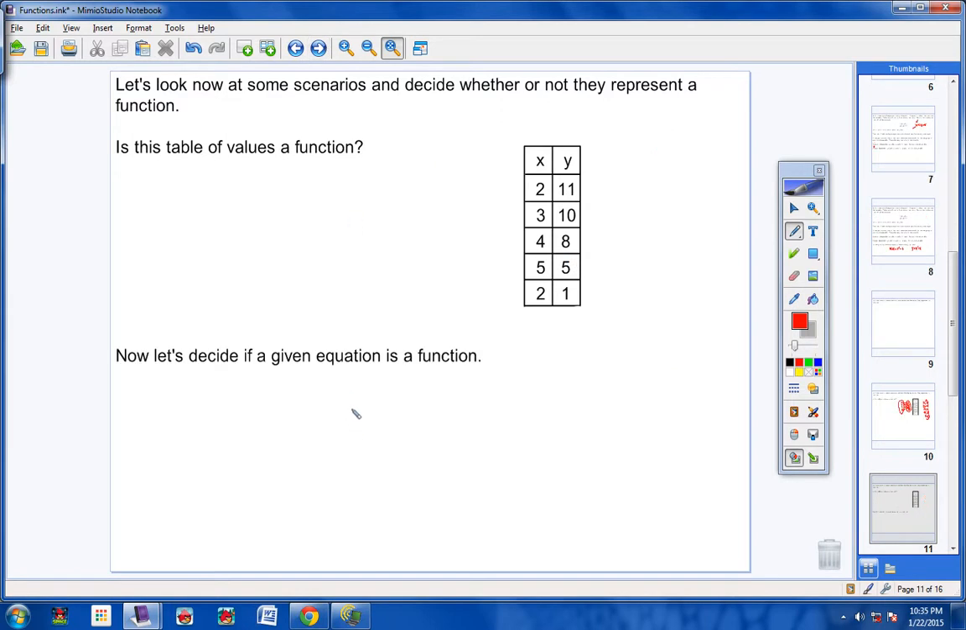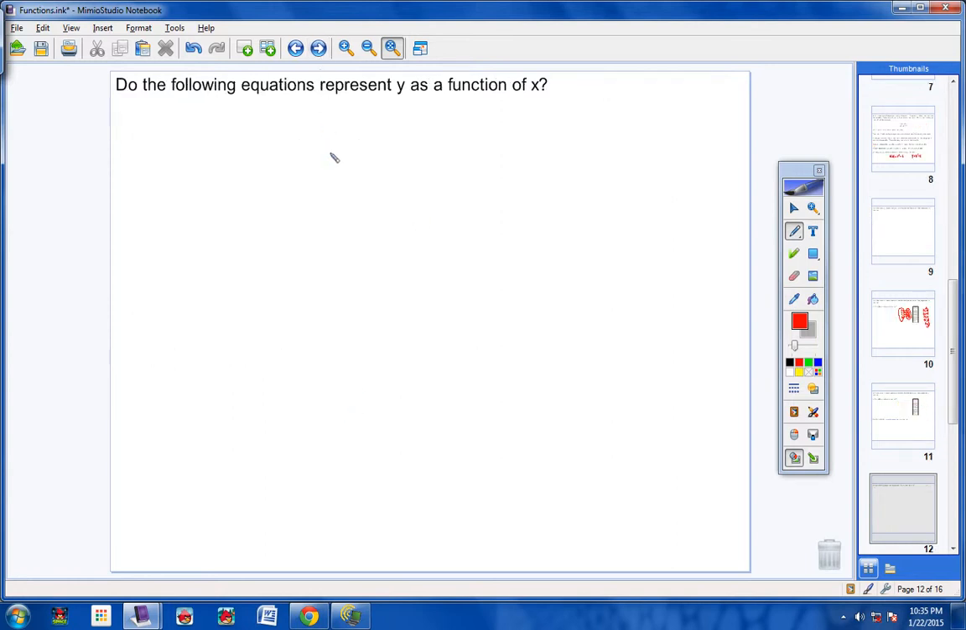All right, let's decide if a given equation is a function. We're going to look at 3 of these, okay? So let's look now at given equations and see if they're a function. Okay, now, I would like you to write these questions in your notes. It's very important that you listen to the reading of this question. Do the following equations represent, listen to this, y as a function of x?